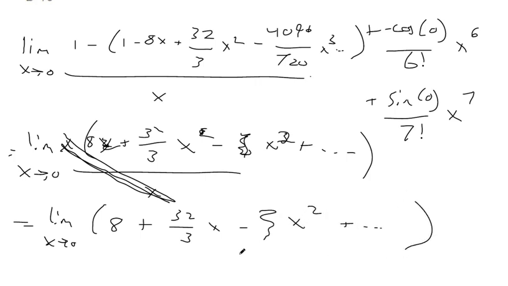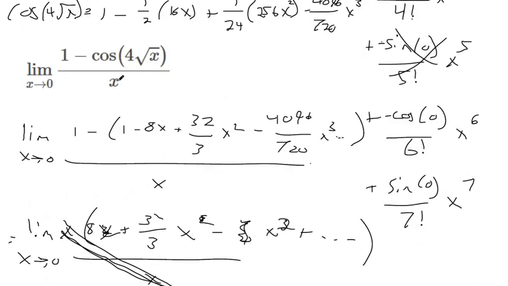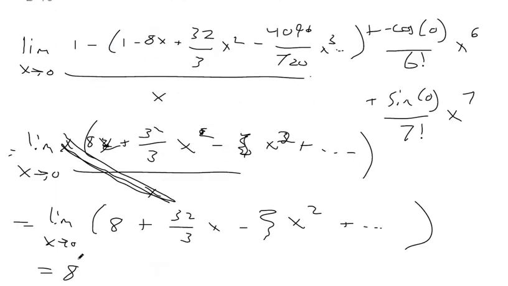We can evaluate this limit. We made the x's cancel. So the Taylor series, the Maclaurin series, helped us simplify. Now we can say this limit is definitely going to be 8. Before, we couldn't do that in calculus because we had a divide by 0 problem if we tried to substitute 0. Now we can conclusively say this limit is going to be 8.